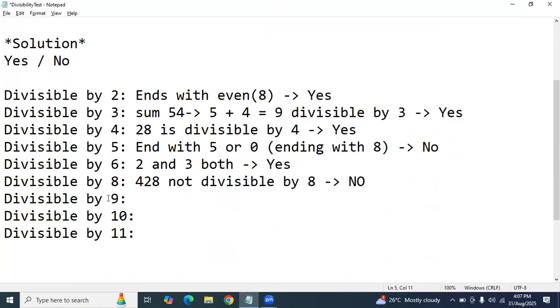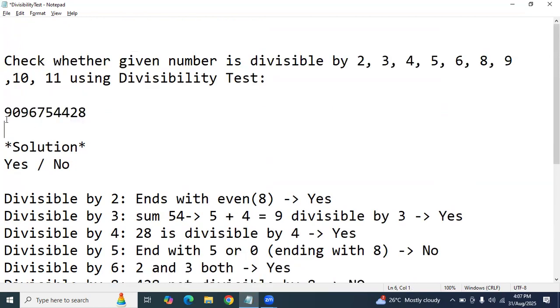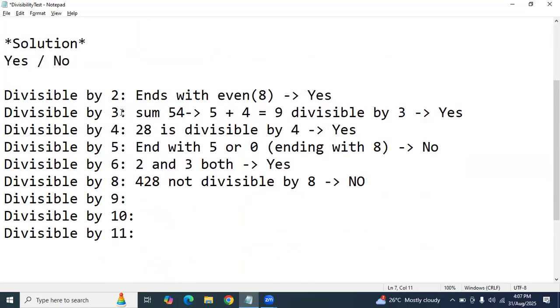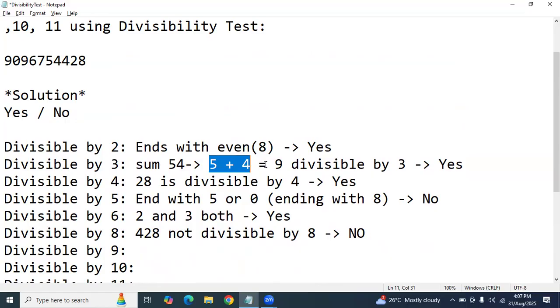Let's look at the divisibility of 9. The way we did it for 3, we just need to add all the digits individually, and whatever answer we get, that should be divisible by 9. So for 3, we did the sum, we got the answer as 54, and for 54, the sum again, 5 plus 4, is divisible by 3. So our answer was yes.